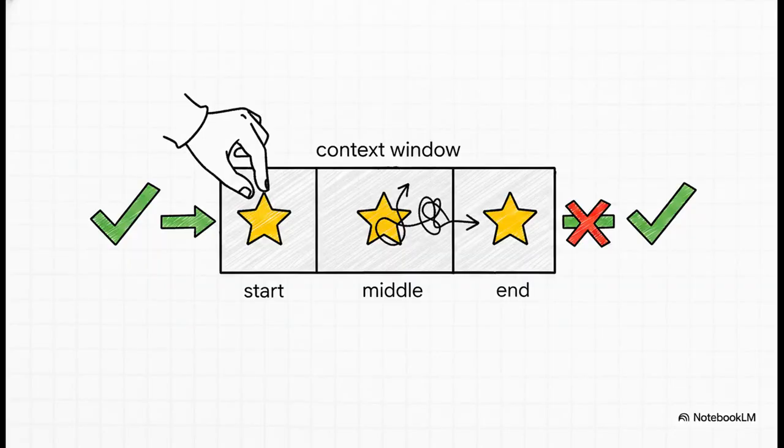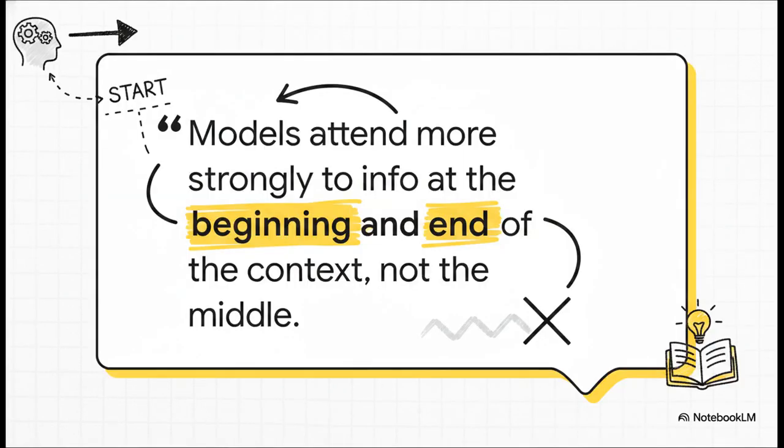All right, principle 3. Position matters. It's not just what you put in the context window, it's where you put it. This can have a huge impact on how well the model performs. Yeah, there's this fascinating research concept called lost in the middle.